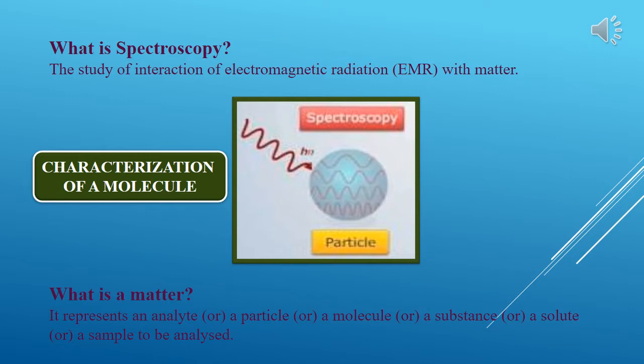And spectroscopy is applicable to characterize a molecule. It is used for characterization of a molecule. So matter represents an analyte, a particle, a molecule, a substance, a solute, or a sample to be analyzed, to which electromagnetic radiation is passed to characterize the particular molecule. That is the main application of spectroscopy.